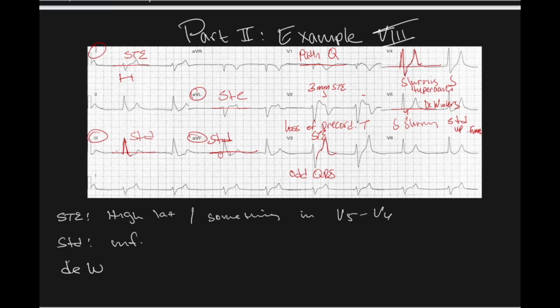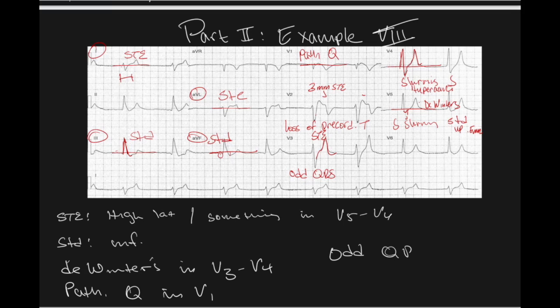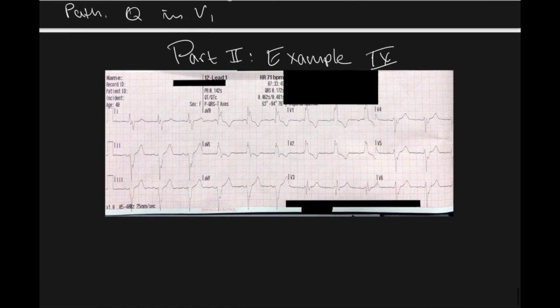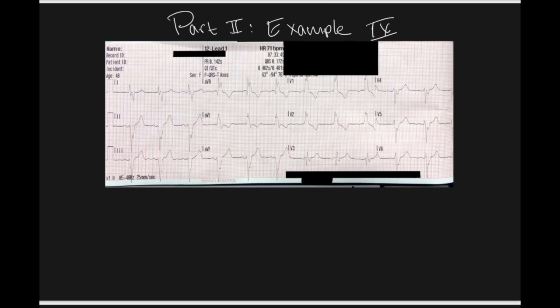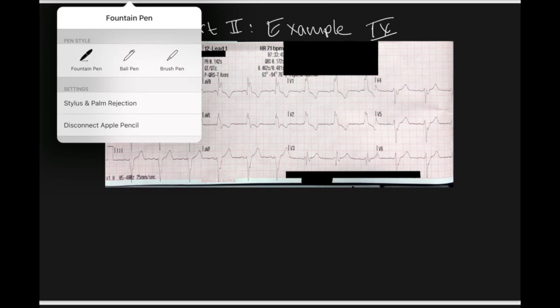And do we have some de Winter's in the V3, V4 range? And we also have a pathologic Q in V1. And overall, we just have some odd QRS complexes. All right, now we're really picking up steam here. So let's go to example 9.